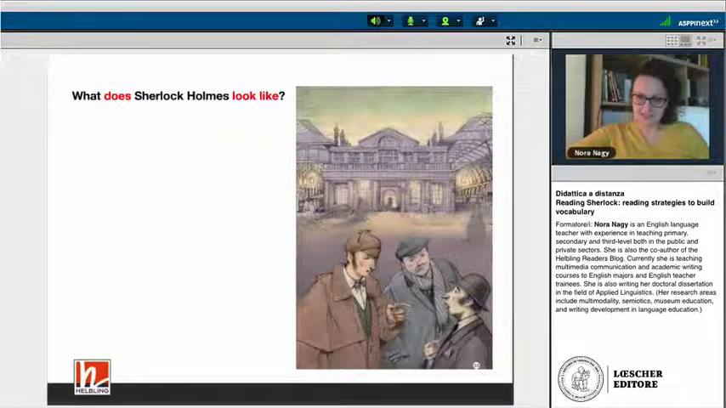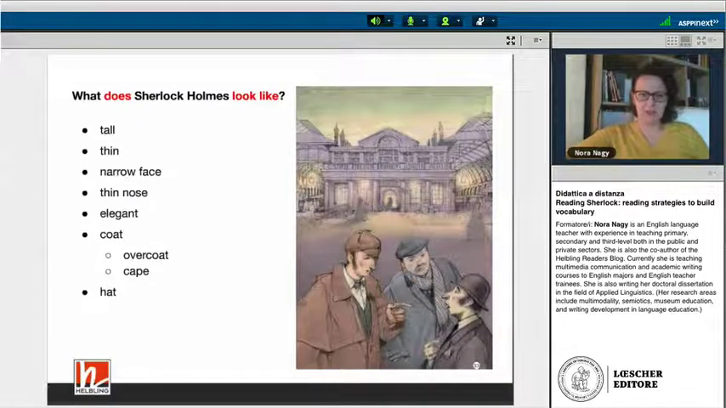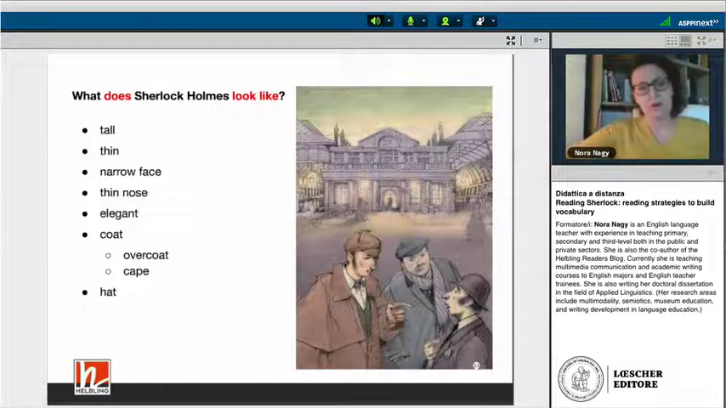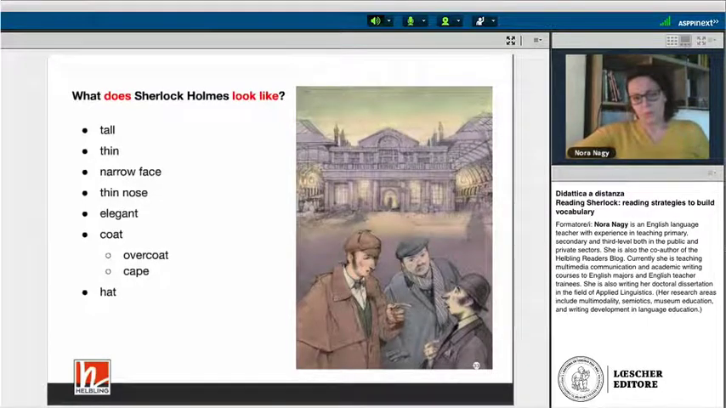All right. Any more ideas? What is he wearing? He's wearing a coat. All right. So let me show you the words that I have collected here. So he is tall and thin. He has a narrow face and a thin nose. He looks elegant. He's wearing a coat and a typical hat. For higher level students, we could also mention that this is also called an overcoat, and sometimes he wears a cape. And he's wearing a hat.